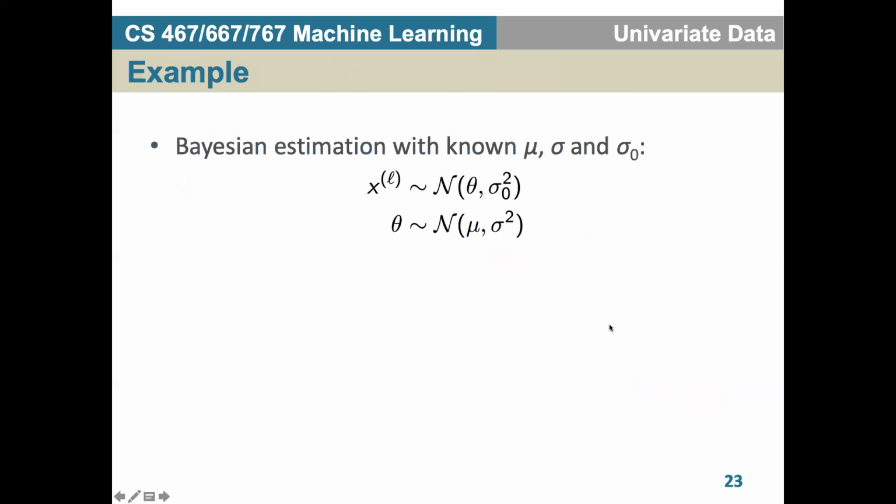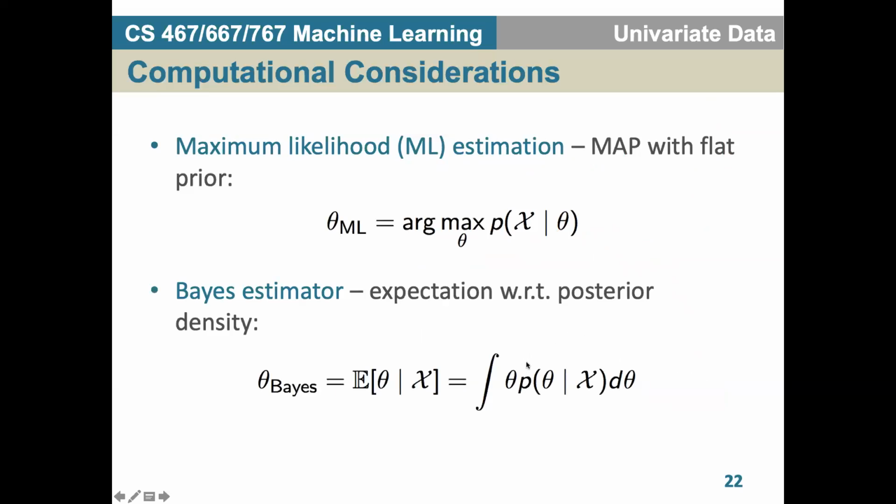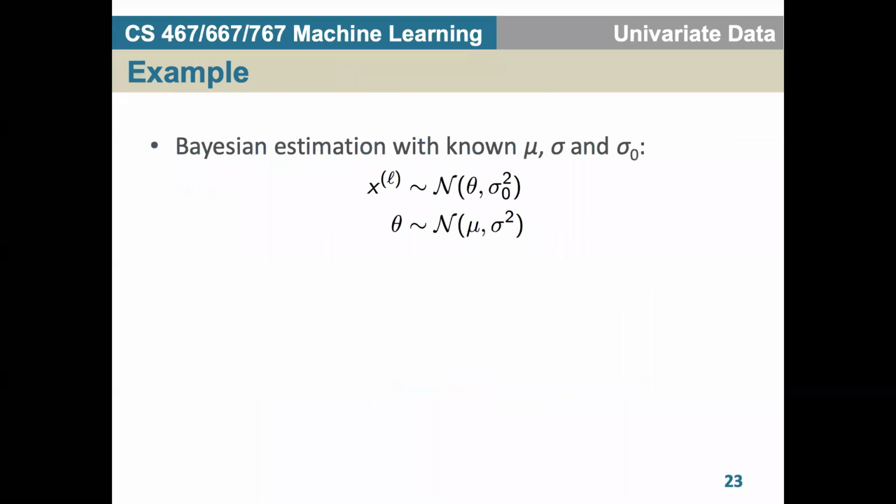But here, if you use the Bayes estimator, you actually consider all possible thetas. Different thetas have different probabilities given the data, and you take an integral, okay? So Bayesian estimation is very computationally expensive, and usually we will not do that. But of course, if you can do that, this is the most accurate. Any questions? Okay, if not, let's move on.